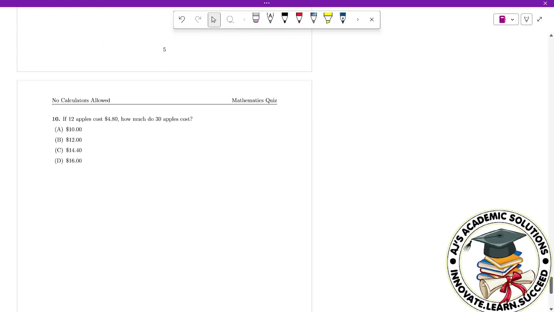If 12 apples cost $4.80, how much do 30 apples cost? So what we're told here is that 12 apples is equal to $4.80. Sorry for my earlier misspeaking there. So 12 apples, $4.80. So 1 apple is equal to $4.80 divided by 12. So it's a decimal question.